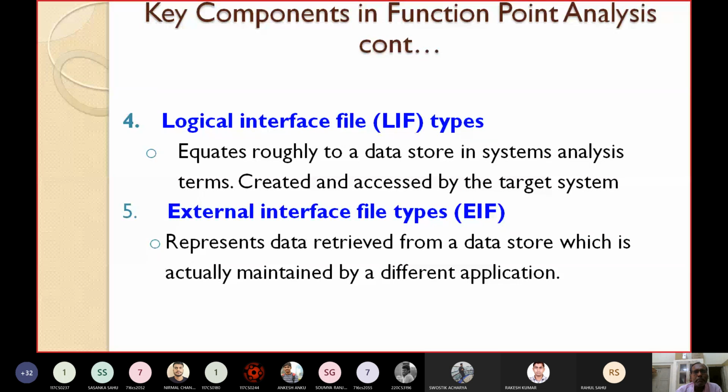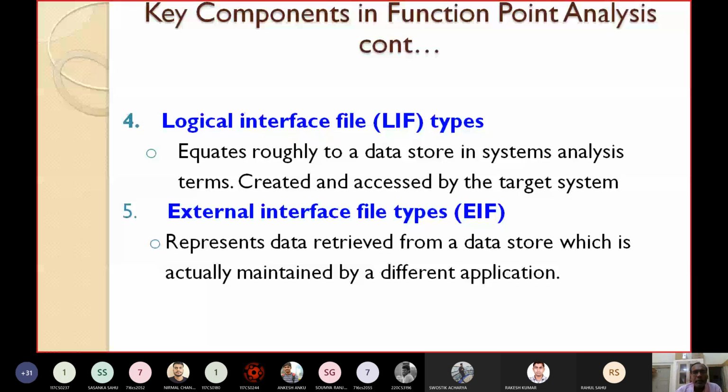Then there are files, or more popularly logical internal files. These files equate roughly to a data store in system analysis terms. So files normally correspond to a data store. They are created and accessed by the target system.